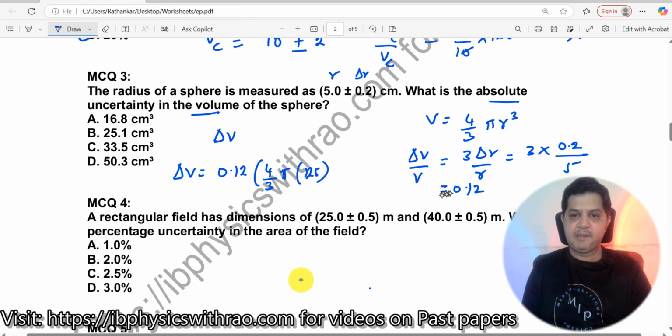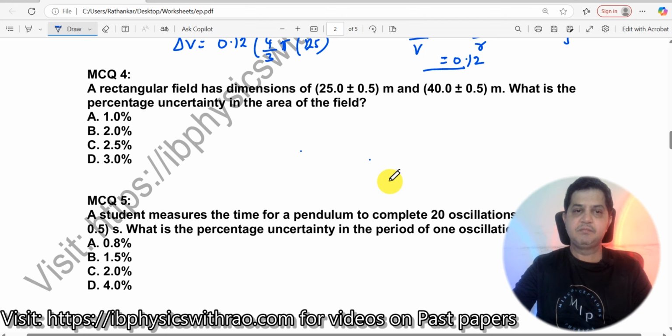Okay, let me keep this apart. We'll do the fourth one. Question number 4. A rectangular field has dimensions of 25 plus or minus 0.5 meters and 40 plus or minus 0.5 meters. The dimensions are given, which means length and breadth are given. What is the percentage uncertainty in the area of the field?